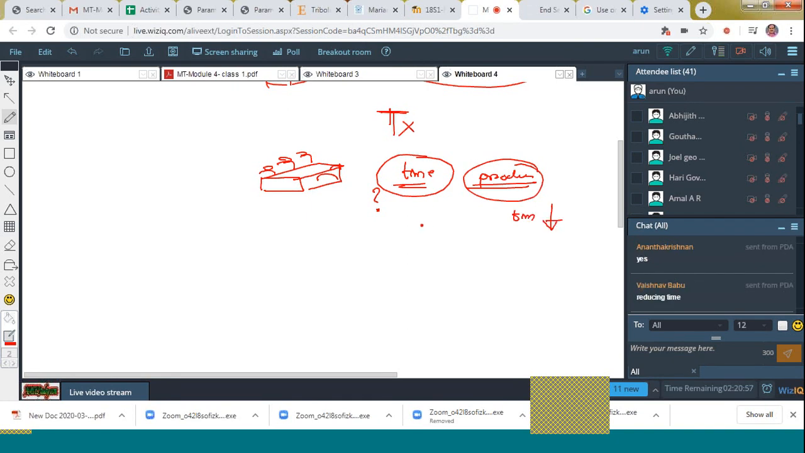The time taken should be minimized. That is the third one. Next is, if it is like this, by using the nut and bolt, is it easy to the operator?